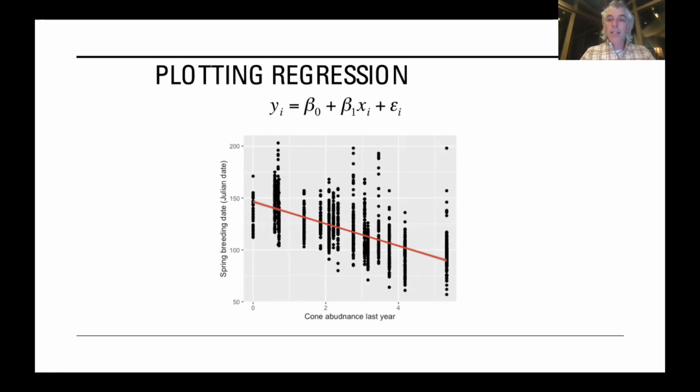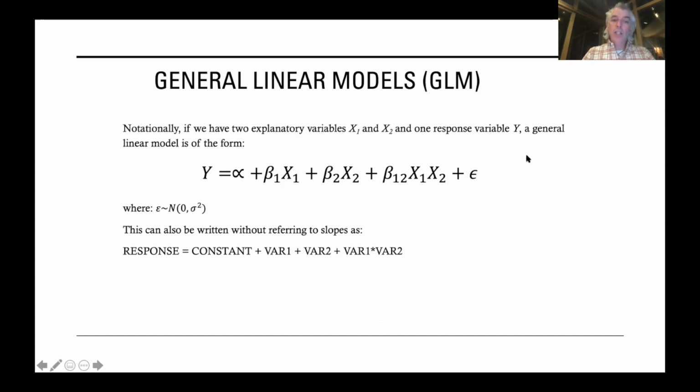And we can generalize this notation of a linear regression like this, where we have observation i for our response variable y being equal to our intercept denoted by beta naught plus our slope beta 1 times the x or predictor value for observation i plus the residual for observation i. Now this is the situation for a simple linear regression. And we can generalize this in a general linear model by considering more than one explanatory variable.